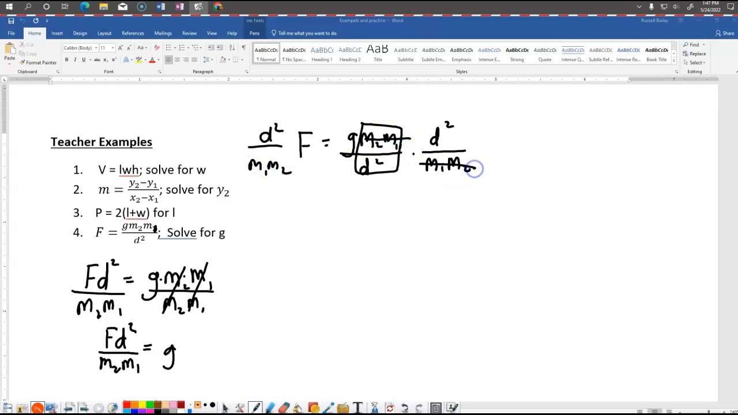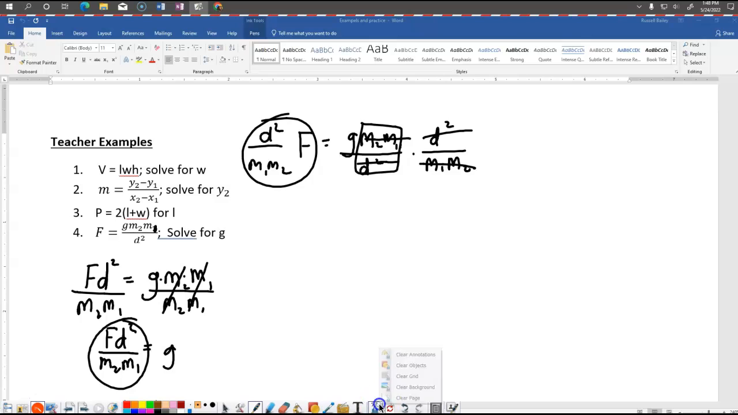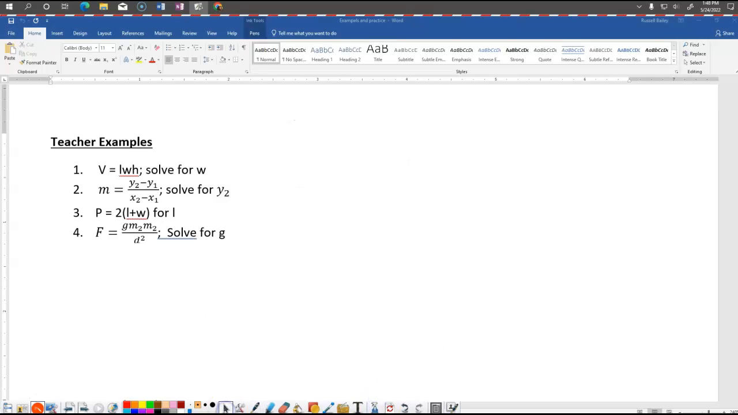And that cancels that, and that cancels that, and the G is completely by itself, and then once you put these together, you get the same thing. So that's fine too. Let's go ahead and take a look at another one here.